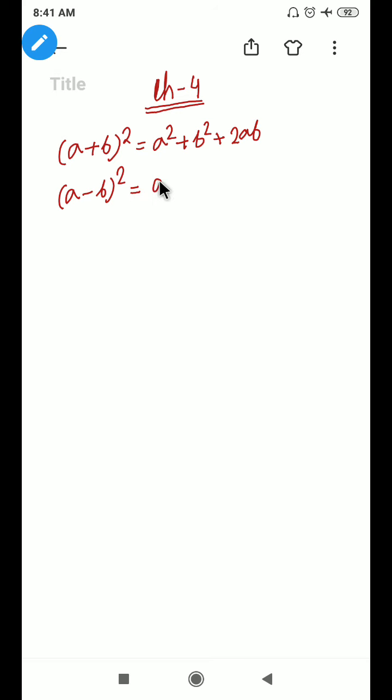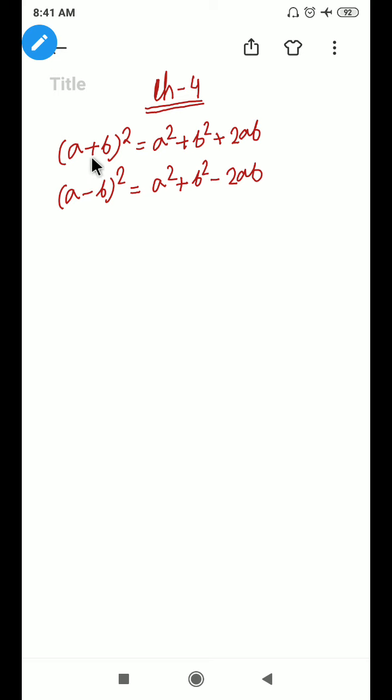Firstly, let me introduce the formulas. You know that the first formula is (a plus b) whole square is equal to a square plus b square plus 2ab. Clear? (a minus b) whole square is a square plus b square minus 2ab.